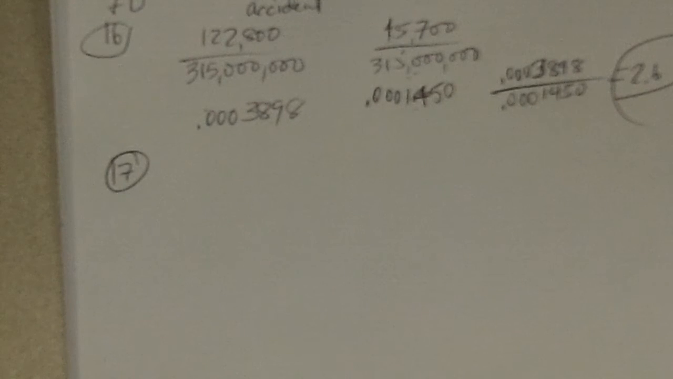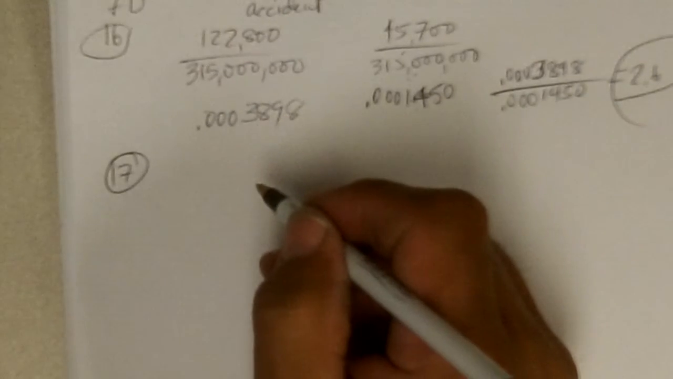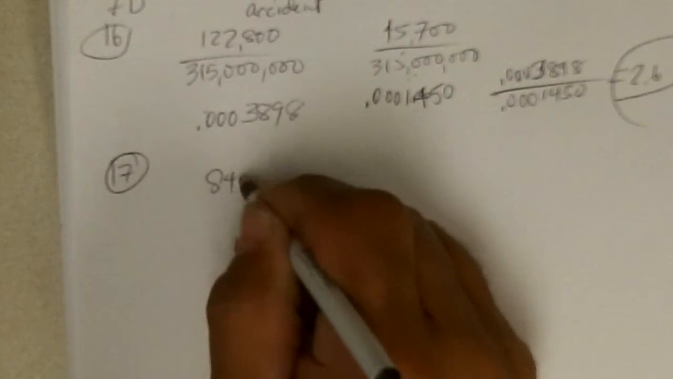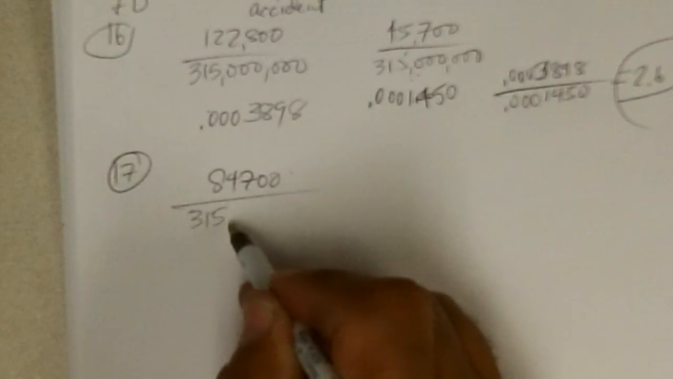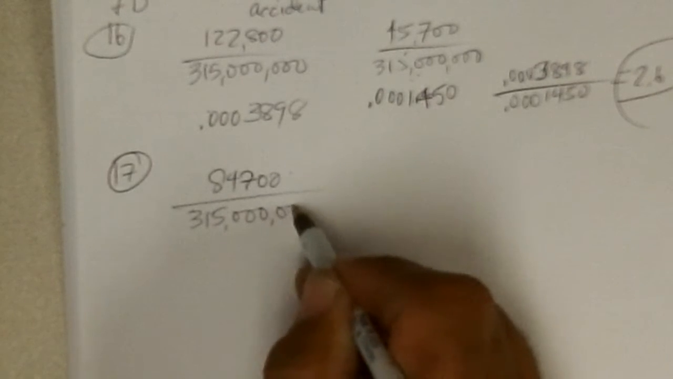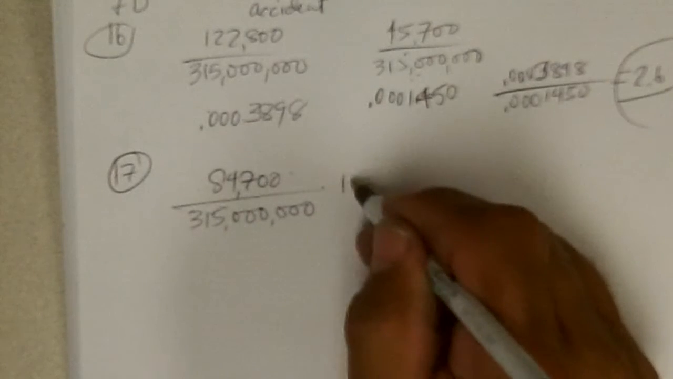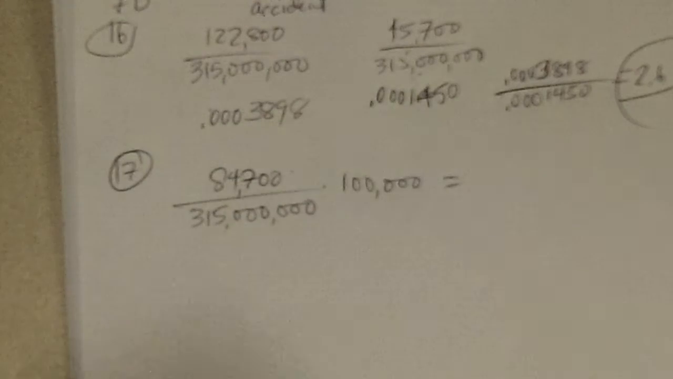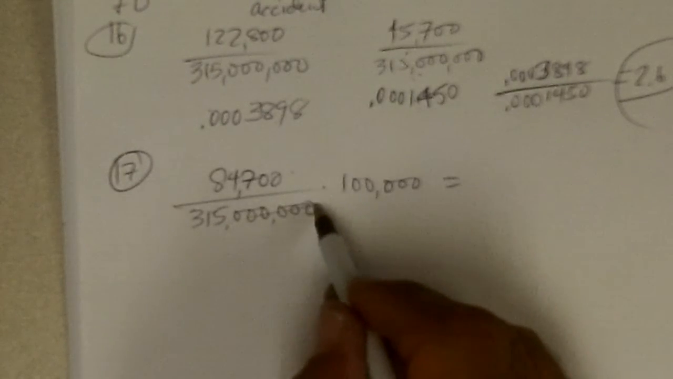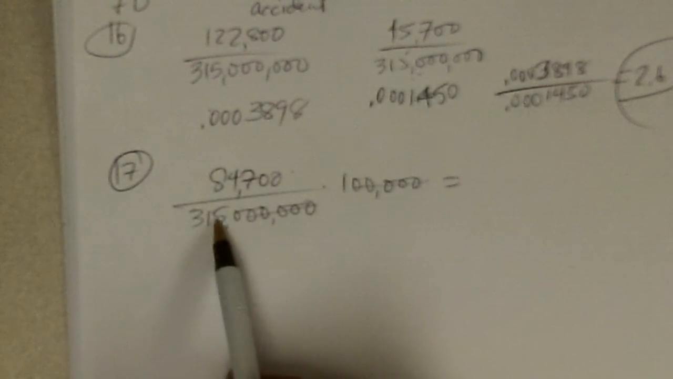What is the death rate due to Alzheimer's disease in deaths per 100,000? So we would take Alzheimer's is 84,700 out of the 315 million times, and they want it per 100,000. And so you'd work that out. The 100,000 would cancel 5 zeros, and you'd have this divided by 3150.